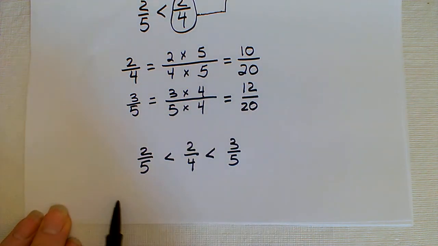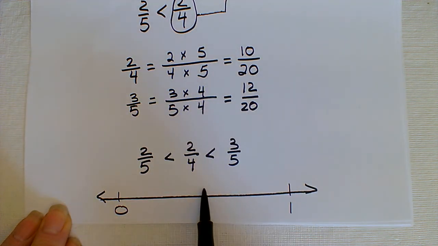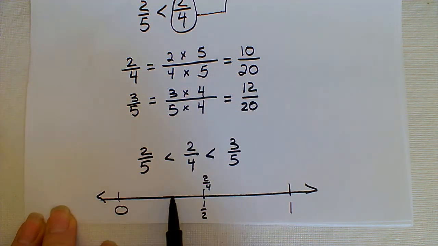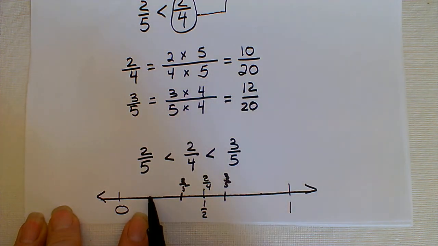And I could even put that on a number line if I wanted to. Where I would have 0, I would have 1. Here, this is a half, which is equivalent to 2/4. And then 2/5 would be right about here, and 3/5 would be right about here. And here's where my other fifths would have fallen, just to show you.